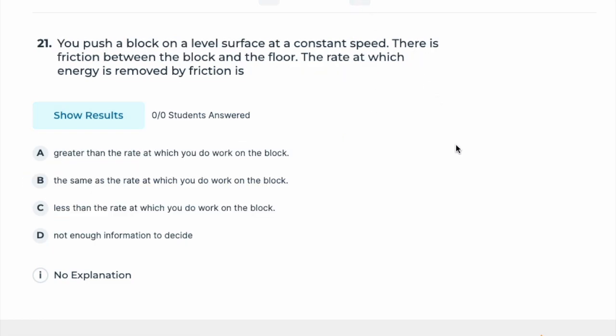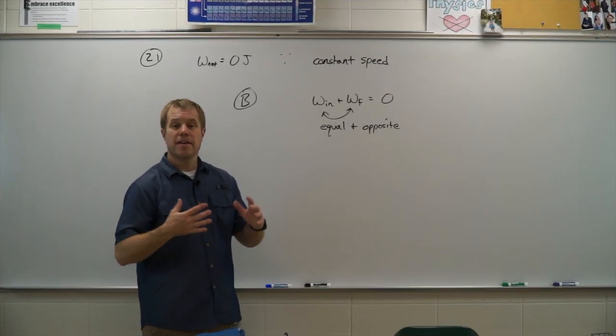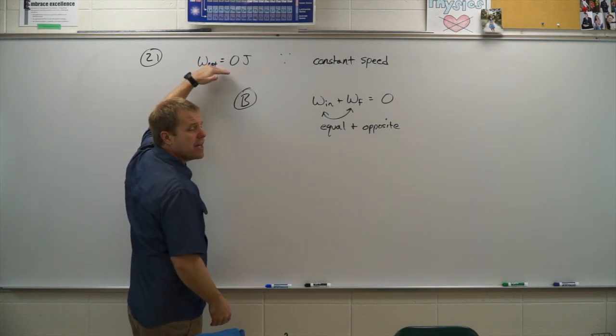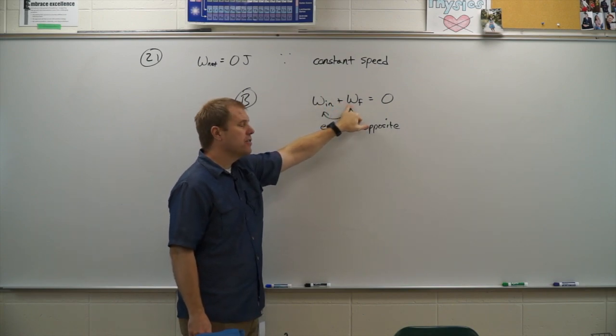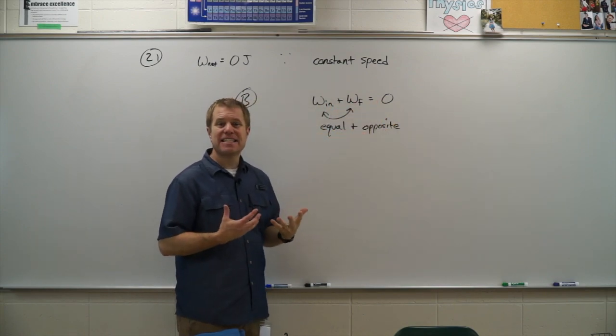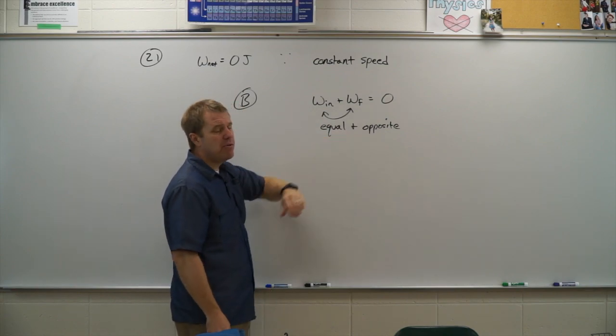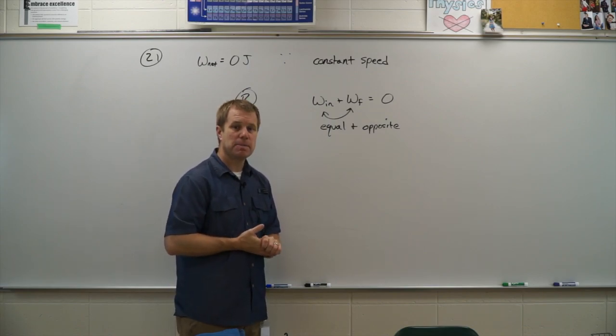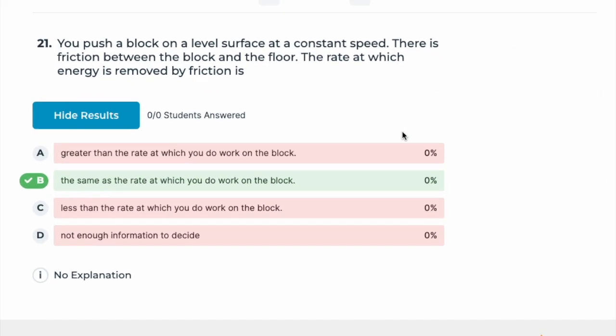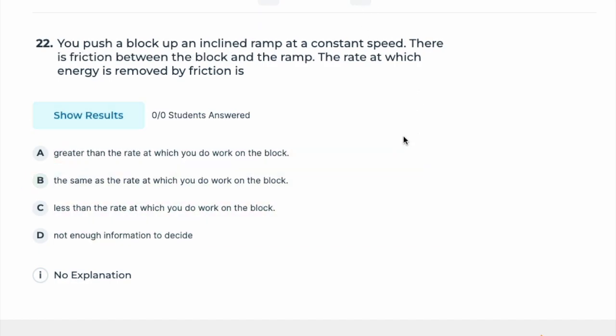Good. 21. You push a block on a level surface at a constant speed. There is friction between the block and the floor. The rate at which the energy is removed by friction is? All right, the key word here is constant speed. So that means our net work is going to be 0. So when I add the work in and the work done by friction together, I'm going to get 0. I'm going to get a constant speed, meaning we have equal and opposite works there. So correct answer, B. The same as the rate at which we do work. So all that work you're putting in gets taken right back out by friction.